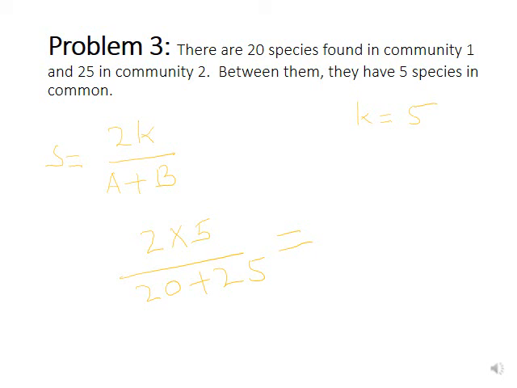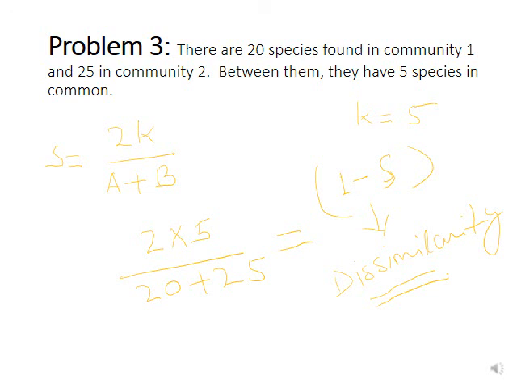If you are interested in calculating dissimilarity between a number of study sites, plots or communities, you just need to do one thing: subtract this value, whatever you get here, from 1. So 1 minus S. You will get the dissimilarity. Right? It's a very simple thing.